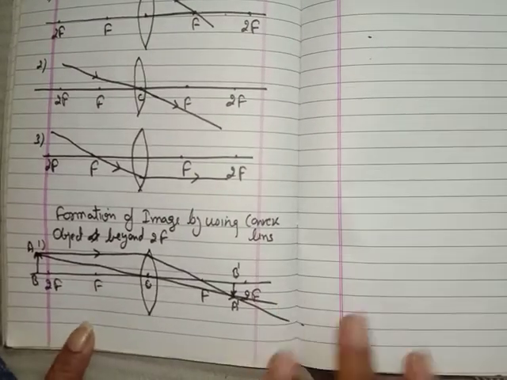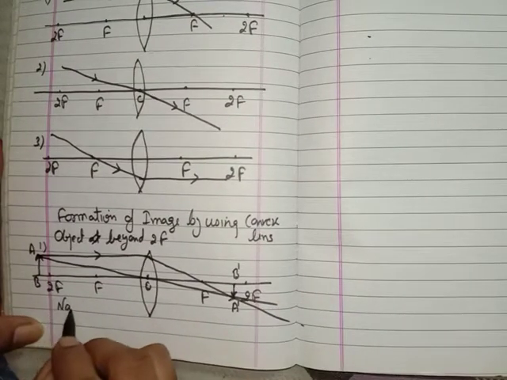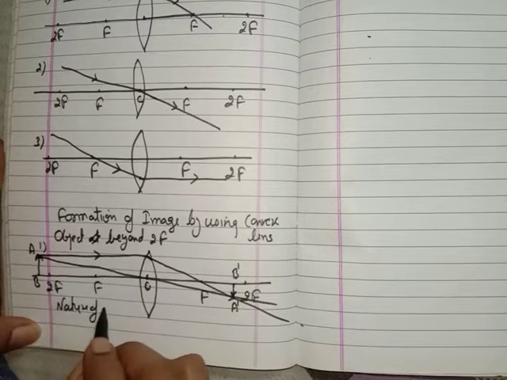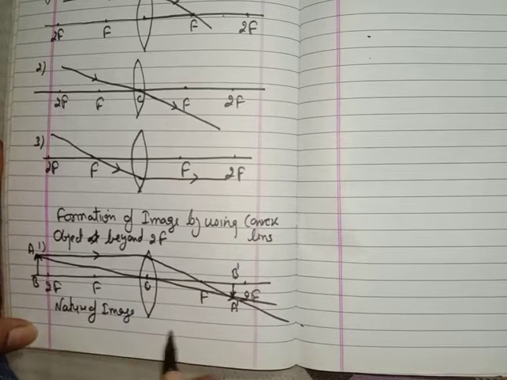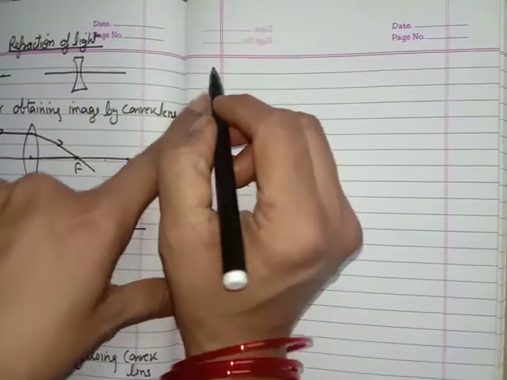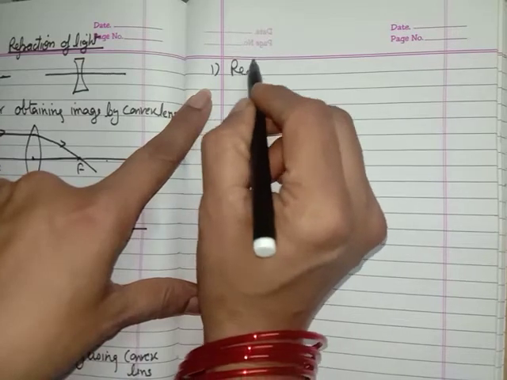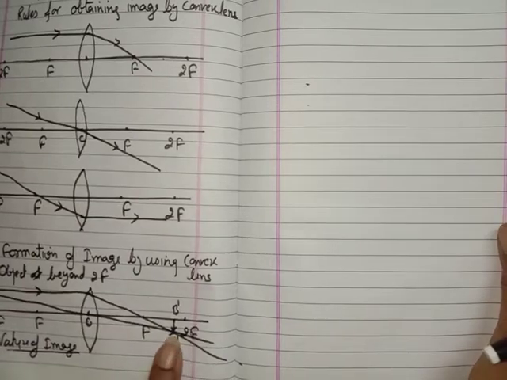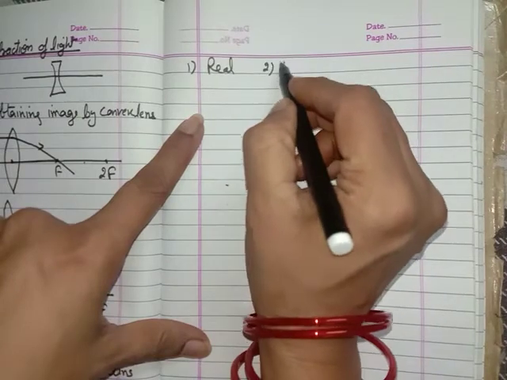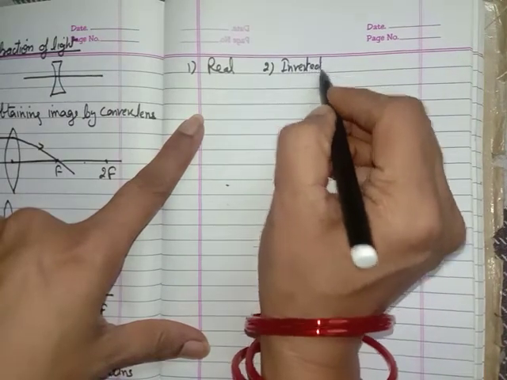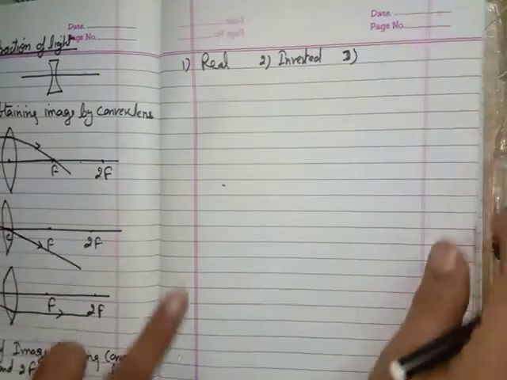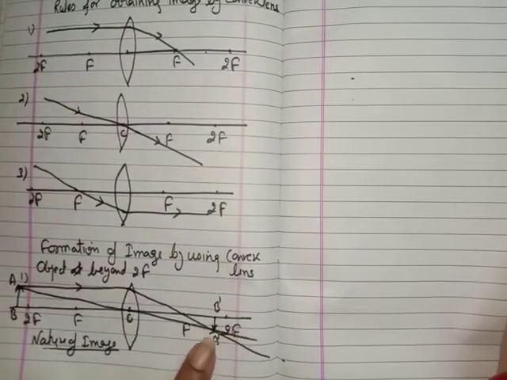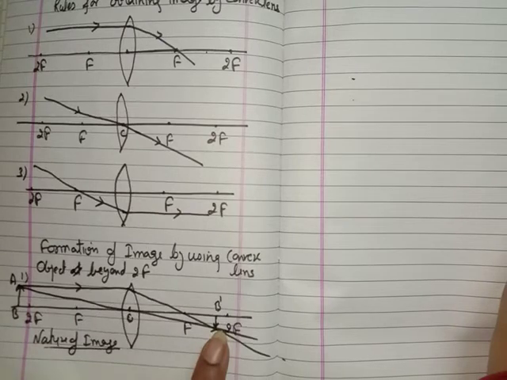Okay, so first I am writing here the nature of the image. I am writing on the next page. First, it is a real image. Why is it real? Because the light is actually meeting at a point. Second, it is inverted. You know, real image is always inverted. So we can say real, and second one is inverted. And third one, this image is smaller than the object.